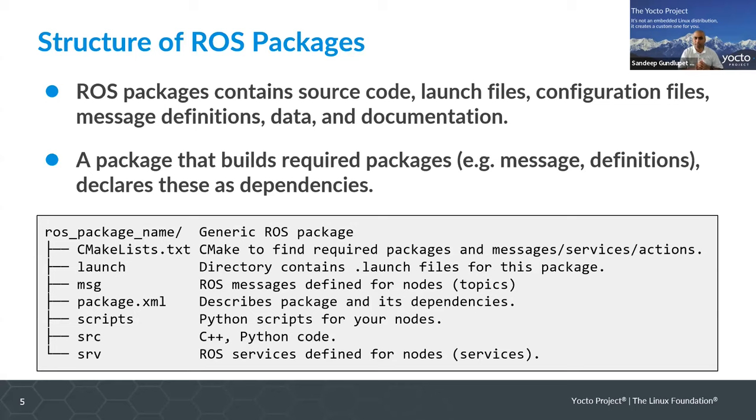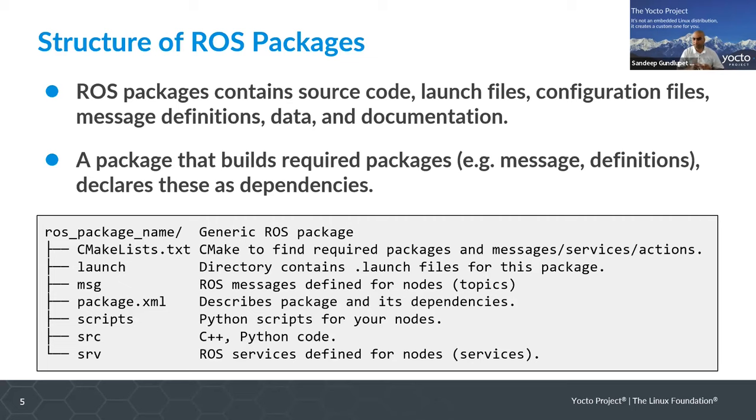Consider any generic ROS package. It contains source code, launch files, configuration files, message definitions, data, and documentation. A ROS package build requires all the packages, such as messages and definitions, which can be declared as dependencies. Below is the directory structure of a generic ROS package. It contains a CMakeLists file, a launch directory, which contains the .launch files for each package, and a message directory, which contains the ROS messages defined for your nodes. We call these topics in ROS terminology. It also has package.xml, which describes each ROS package and its dependency packages.